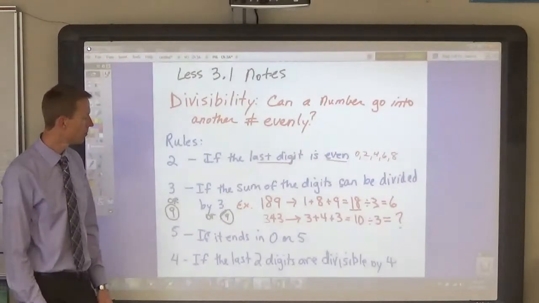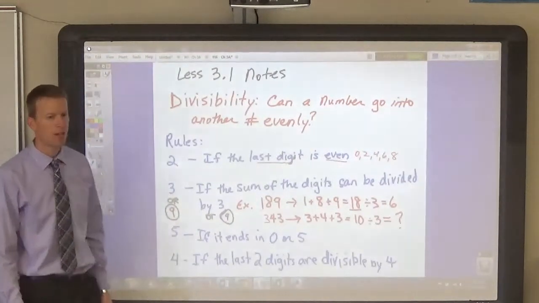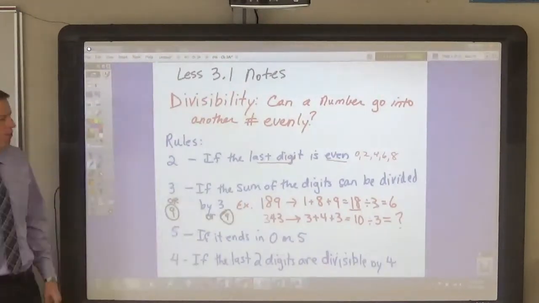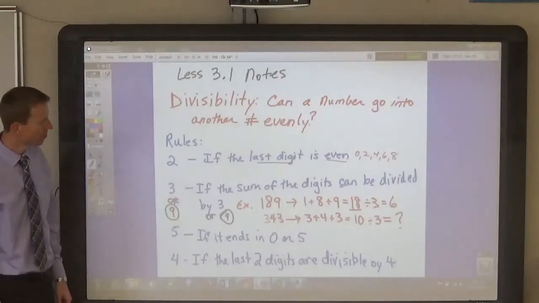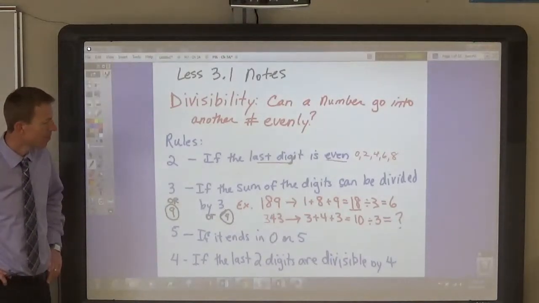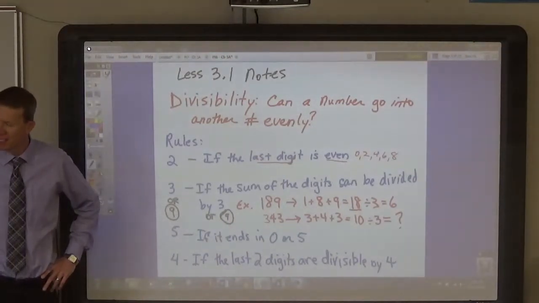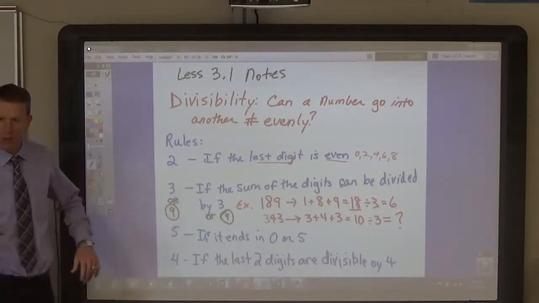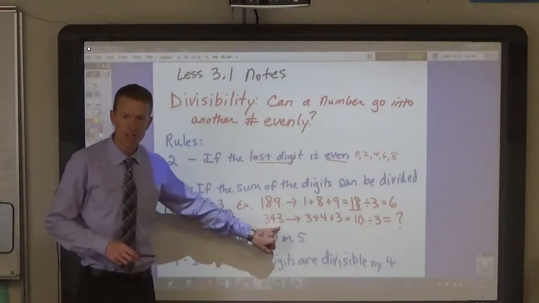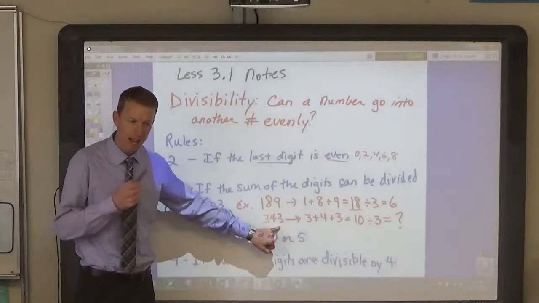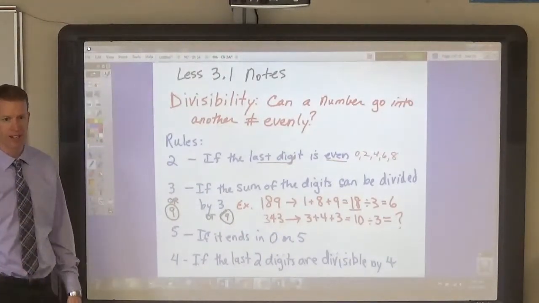Okay? How do you know if a number is divisible by 3? There's a rule for that. If you add numbers up, then it's divisible by 3. If you add what numbers up? The digits of that number. Isn't that cool? If the sum of the digits of the number is divisible by 3, then the whole number is divisible by 3.